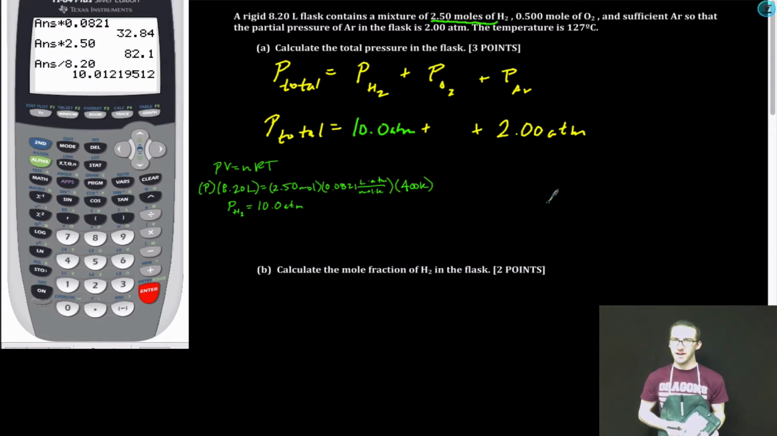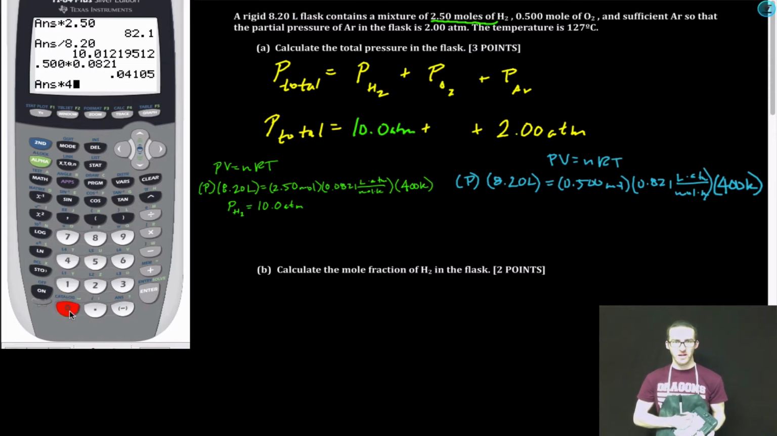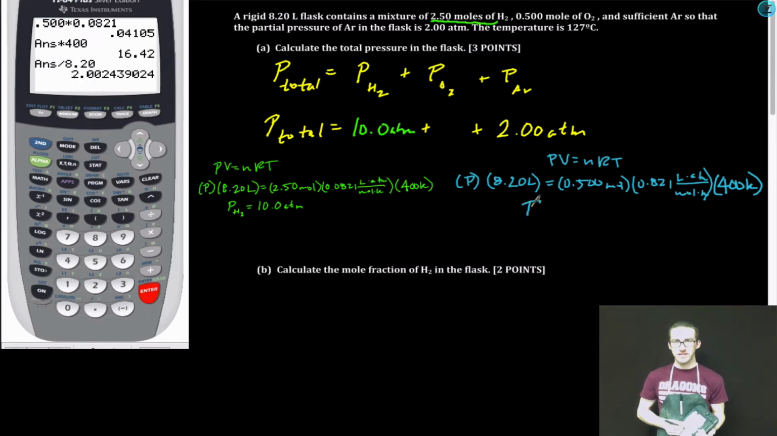Now, if only we could figure out the partial pressure of the oxygen. You guessed it, another PV = nRT calculation. This time we're looking for the partial pressure of the oxygen. It's still in an 8.20 liter flask. We've got 0.500 moles, my gas constant still the same, and we're still at 400 Kelvin. Quick jump to the calculator. 0.50 times 0.0821, enter, times 400, enter, divided by 8.20, enter. To 3 sig figs, the partial pressure of our oxygen is 2.00 atmospheres.